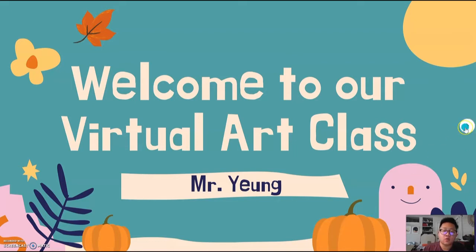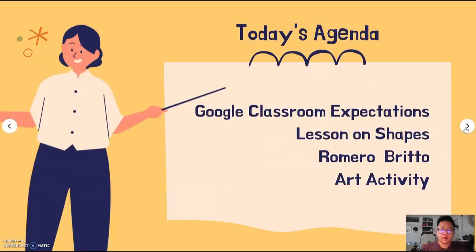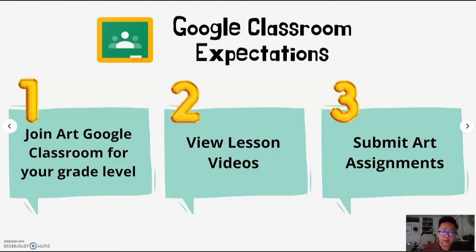Now let's go ahead and get started with this presentation. For today, we will set some Google Classroom expectations. We will then have a lesson on shapes. And later on, we will talk about a famous artist named Britto. Then at the end of this video, I will show you step by step how you can create your artwork. Now let's start with our expectations for Google Classroom.